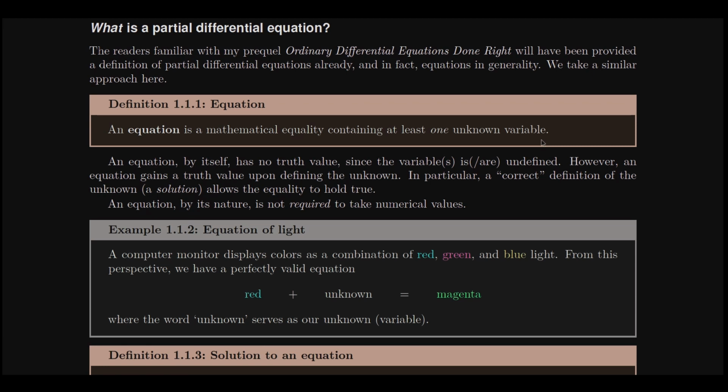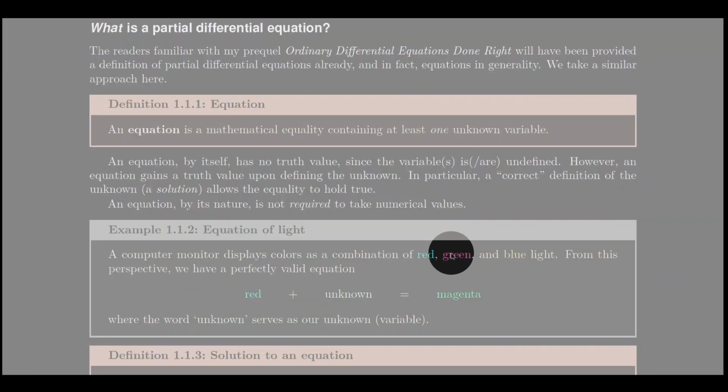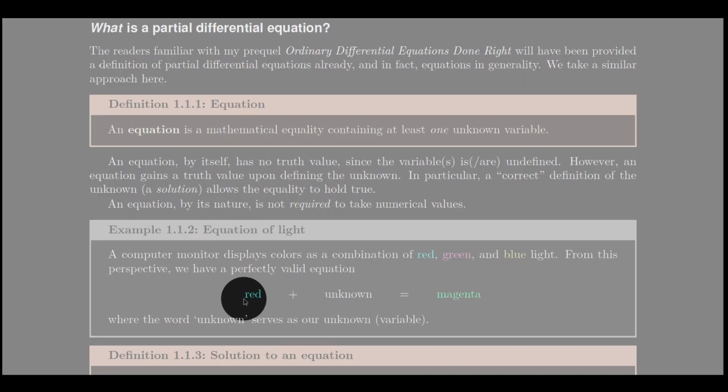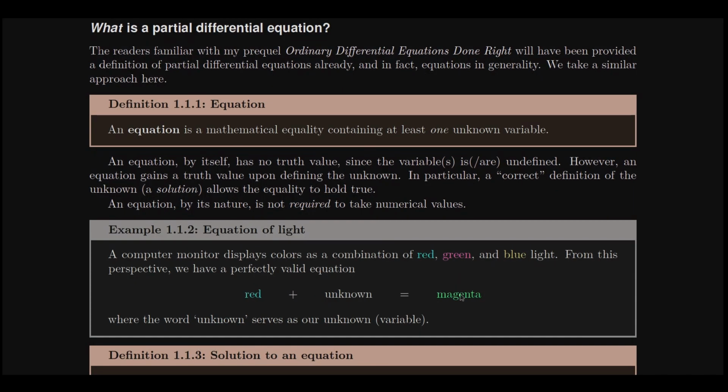But let's look at an example first. The first example is going to be an equation of light. And I know since I have inverted the colors on these videos, the colors don't show up nearly as nice as they do in the book. But in the book, this is actually red, this is actually green, and that's blue, the colors of the words. And we can construct an equation. We could say the equation of light is red plus unknown equals magenta, and we just don't know what the second piece of light is to add into our equation to gain magenta.